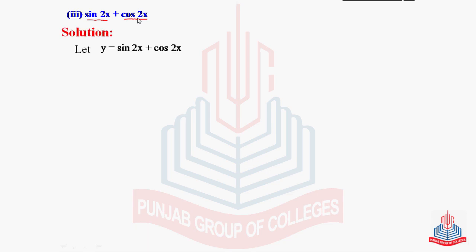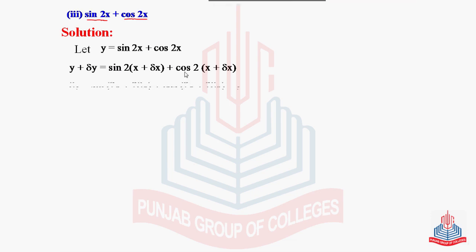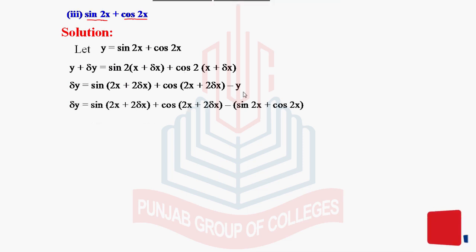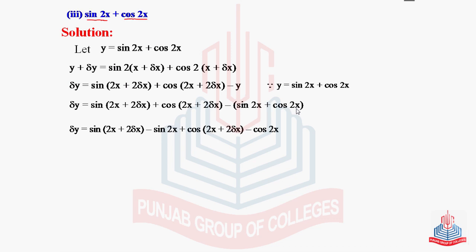So start, let y is equal to sine 2x plus cos 2x. Then applying first step, x will be replaced by x plus delta x, and next step this will become minus y. So putting the values of y, this will become sine 2x plus cos 2x. So here we have sine 2x plus 2 delta x, and this sine 2x will be combined to this sine. So we have sine 2x plus 2 delta x minus sine 2x, and this cos 2x will join this cos, and now that will become cos 2x plus 2 delta x minus cos 2x.